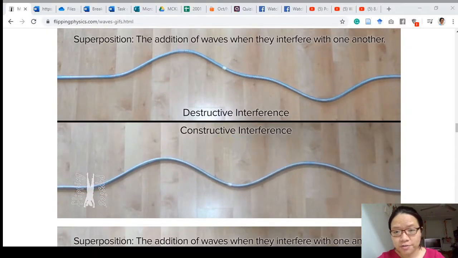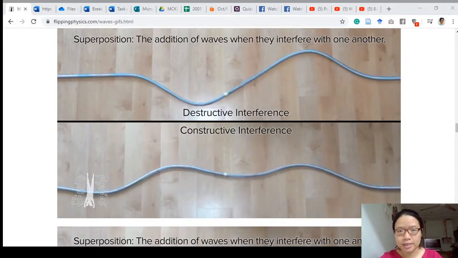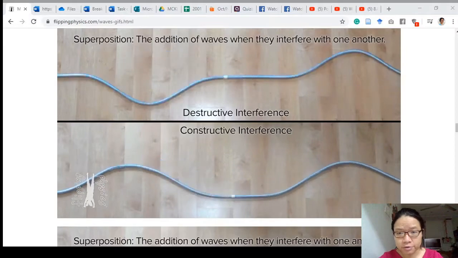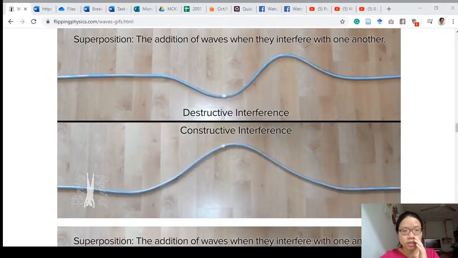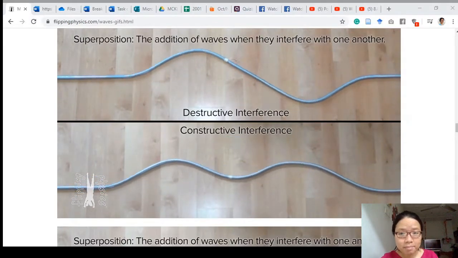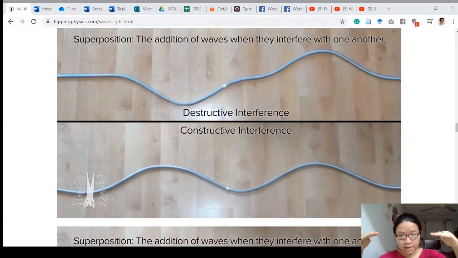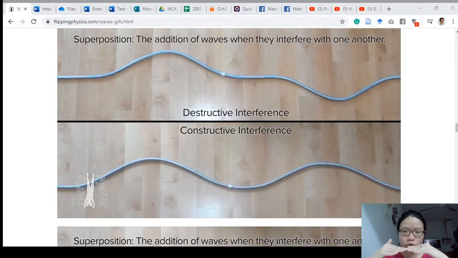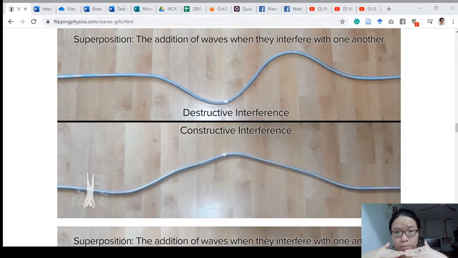So in the GIF, again from Flipping Physics, link in the description, you can see two sorts of interference. The idea of superposition is to answer the question, what happens when you have two waves meeting each other? Do they collide? Of course not. They do this thing that we call superimpose.